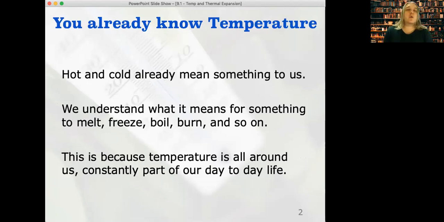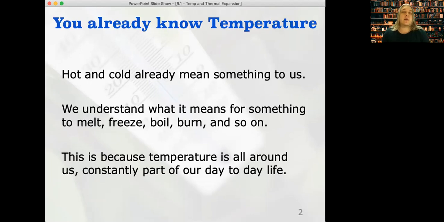So to start with, you already know temperature. You should all be familiar with the concept of temperature because frankly, you can't really go a day in your life without being aware of the temperature. It is either too hot or too cold, or it might be just right. But regardless, we are always perceiving temperature in terms of how comfortable we are with the surrounding environment.